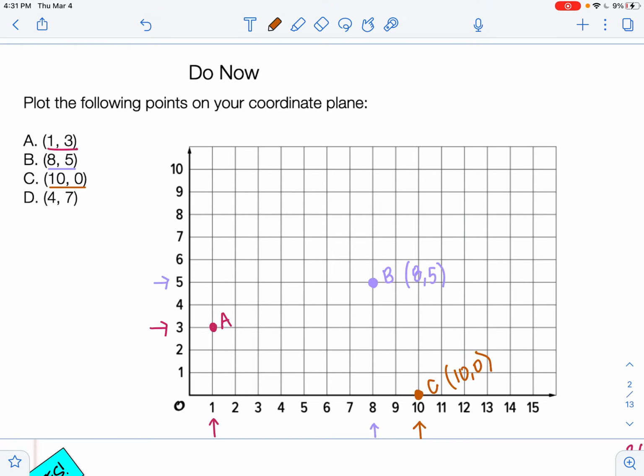And finally, I need to plot the point (4, 7). By now, you should be starting to realize the pattern. 4 is the number side to side, the x value. 7 is how far up or down we go. So I'm going to count over to 4 on the x-axis, and I'll trace my pencil up till I reach 7 on the y-axis. And that's where I'll plot point D, (4, 7). And again, I'm going to erase the extra line so it doesn't clutter up my graph.